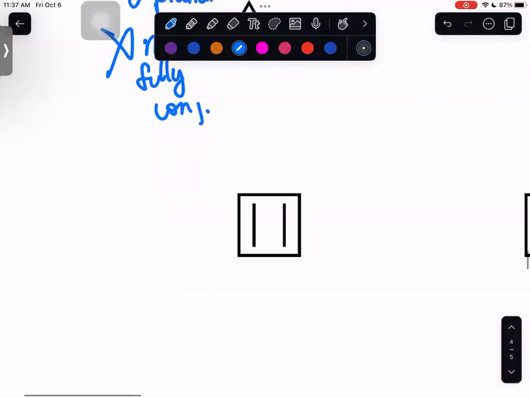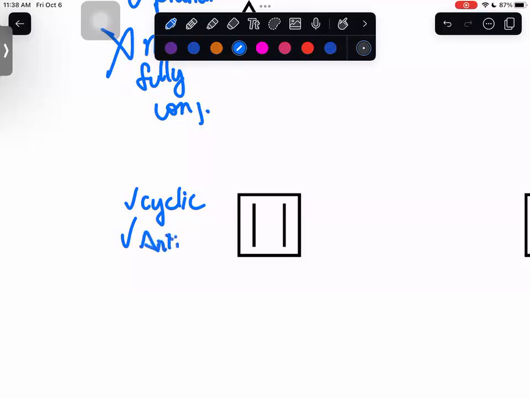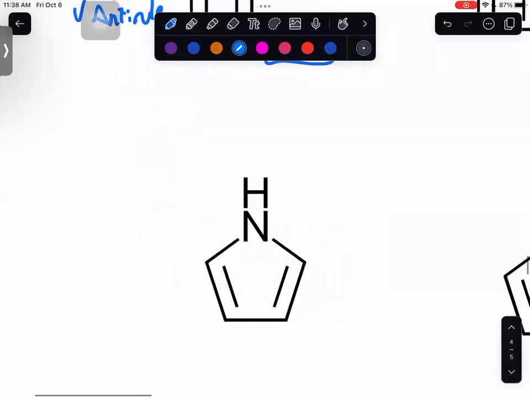We did this one, I think. It's just aromatic, because everything's sp2, it's all conjugated. It's anti. So it doesn't follow Huckel's rule. It follows the anti-rule. So the difference between aromatic and Huckel numbers versus anti.